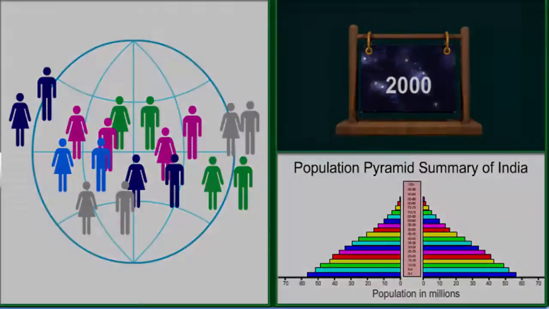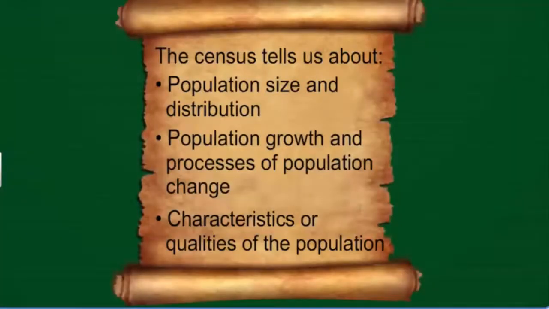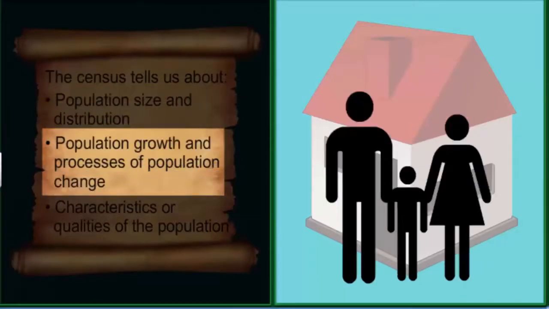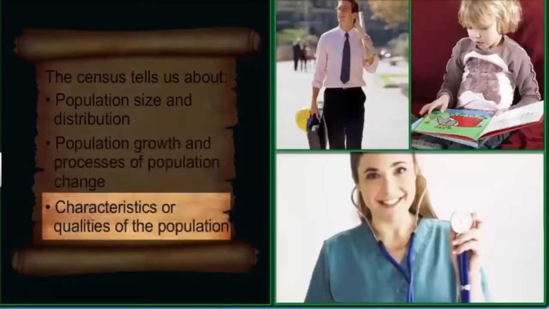The census provides answers to 3 primary questions about the population. How many people are there and where are they located? How has the population grown and changed through time? What are the age, sex composition, literacy level, occupational structure and health condition of the population?